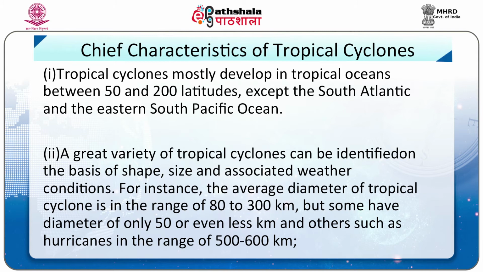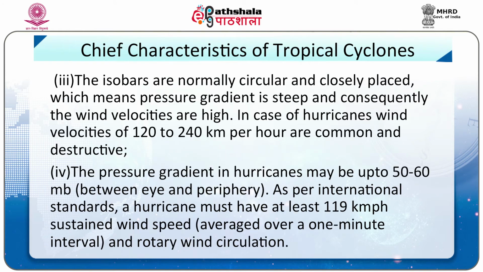have diameter of only 50 or even less kilometer, and others such as hurricanes may have in the range of 500 to 600 kilometers. The isobars are normally circular, closely placed, which means pressure gradient is steep and consequently the wind velocities are high. In case of hurricanes, wind velocities of 120 to 240 km per hour are common and destructive. The pressure gradient in hurricanes may be up to 50 to 60 millibar between eye of the cyclone and the periphery. As per international standards, a hurricane must have at least 119 km per hour sustained wind speed averaged over a 1 minute interval and rotary wind circulation.